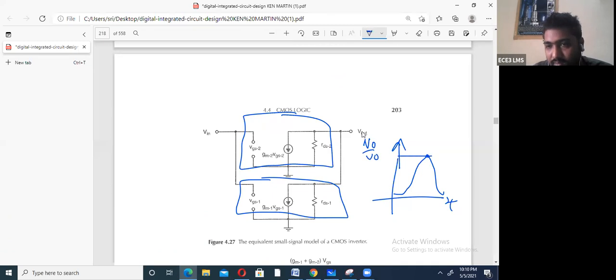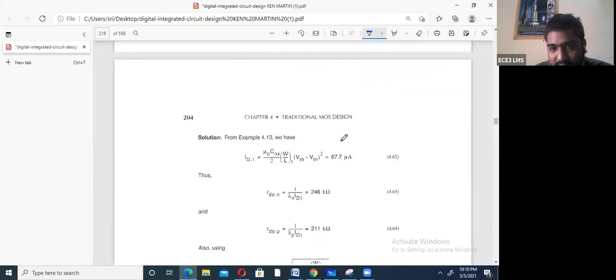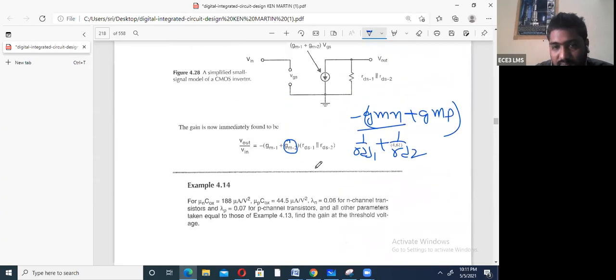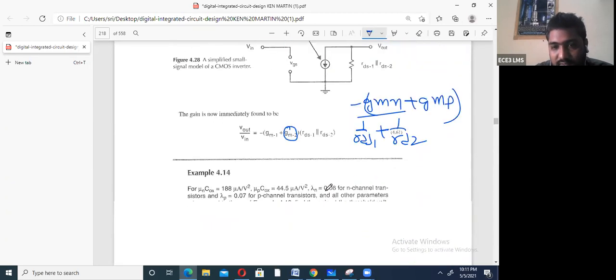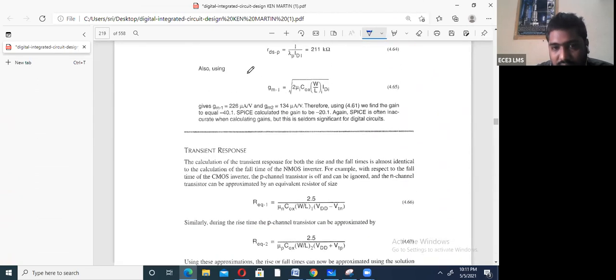Here for the CMOS inverter, you have to draw GM1 plus GM2 over 1 by RDS1 plus 1 by RDS2. So for the pseudo NMOS they got minus 30 dB, and here they got minus 40. So magnitude wise, the CMOS gain is more. Gain of CMOS is more. Suppose for the given problem, the magnitude you got is minus 40.